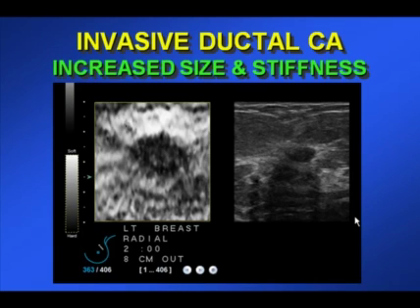Here's an example of a classic breast cancer which is fairly uniformly stiff. You can see the lesion here larger than what it appears like on the sonogram and also relatively hard compared to the surrounding tissue.